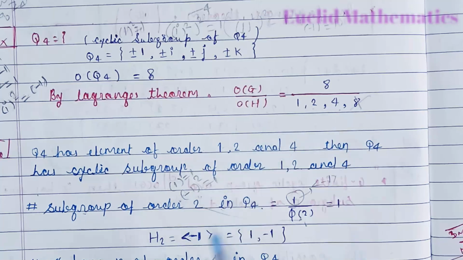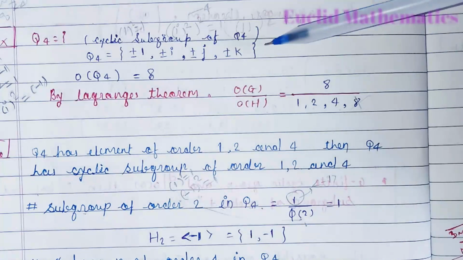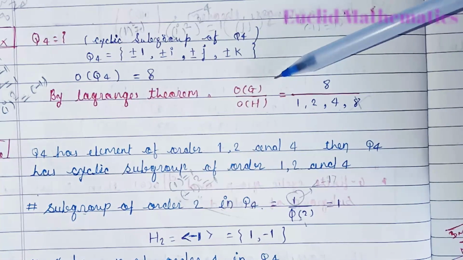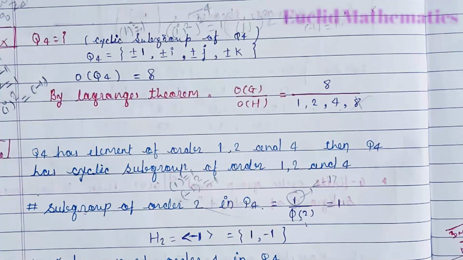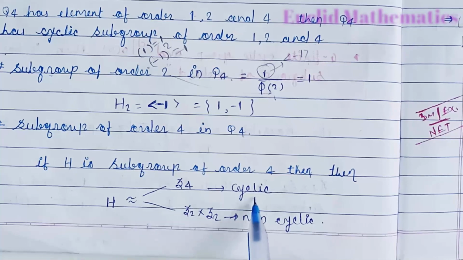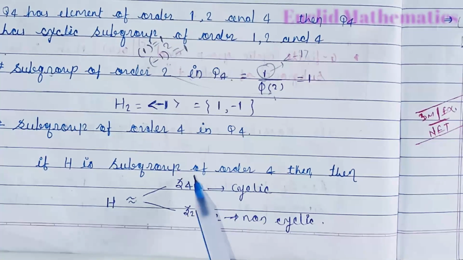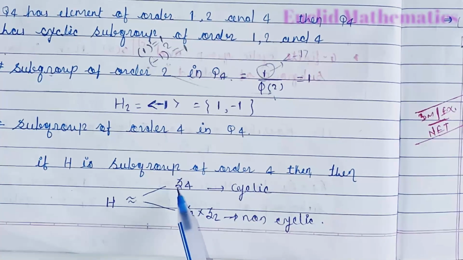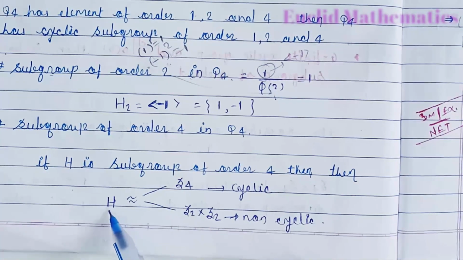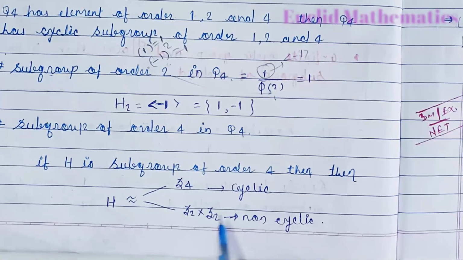So now for order 4, the subgroup of order 4 in Q4. We can go this way also, the number of elements of order 4 divided by phi of 4, but there is an easier way of finding the subgroup of order 4 in Q4. If H is a subgroup of order 4, then we know that a group of order 4 is isomorphic to either Z4, which is a cyclic group, or Z2 cross Z2, which is a non-cyclic group. These are the two possibilities. Now let's check what happens if our subgroup is isomorphic to Z4, and what happens if it is isomorphic to Z2 cross Z2.